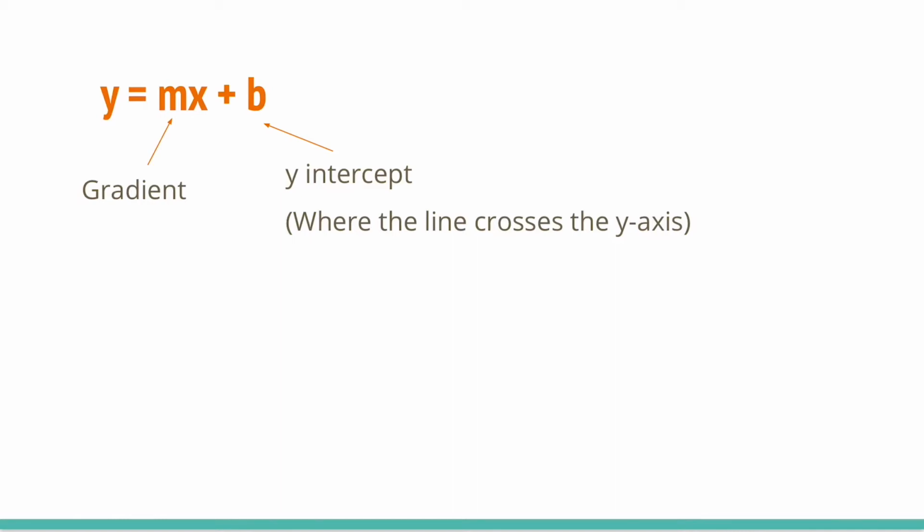So this time we're going to try to find the equation of a line. Any linear line, which is a straight line, has the equation y equals mx plus b, where m is the gradient and b is the y-intercept, or sometimes people call this c instead of b. It doesn't matter, either is fine. One is where it crosses the y-axis, and the other one is the gradient.